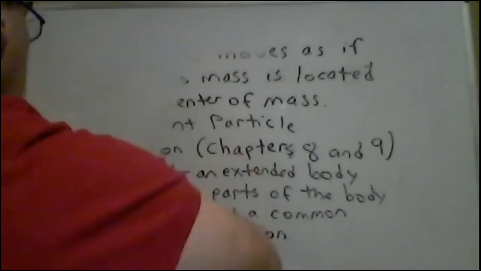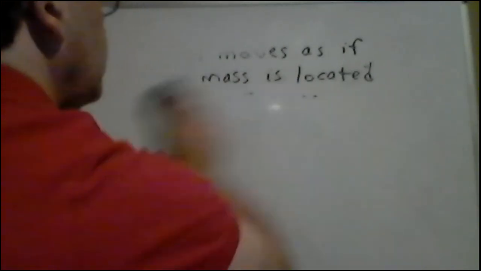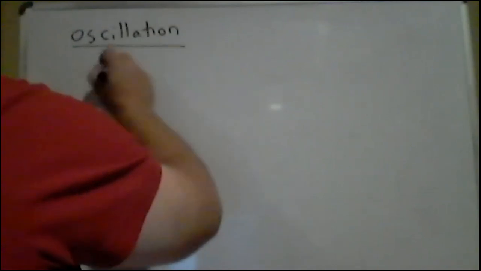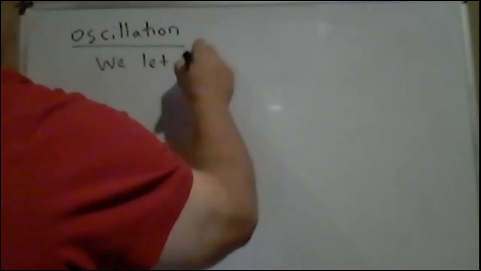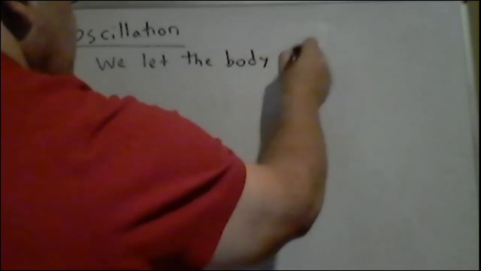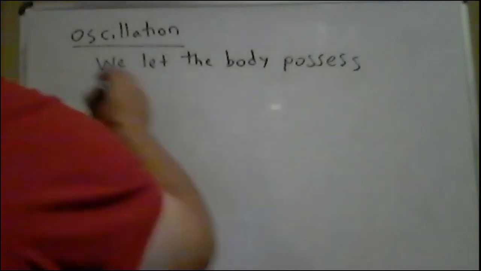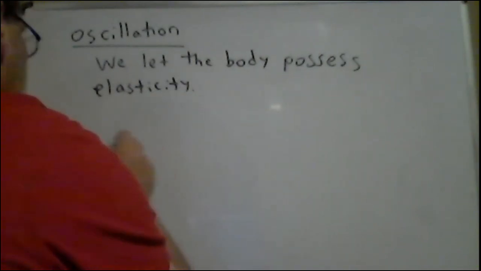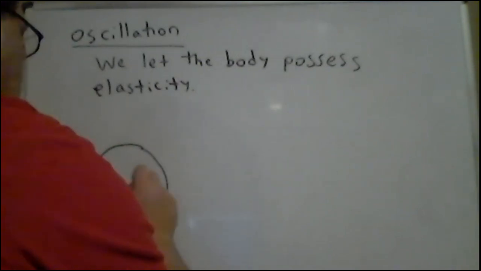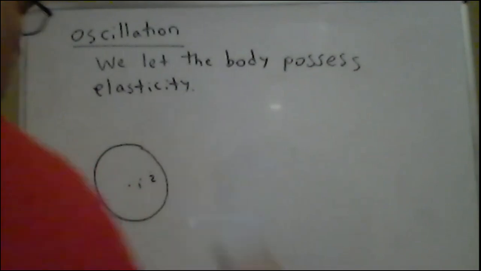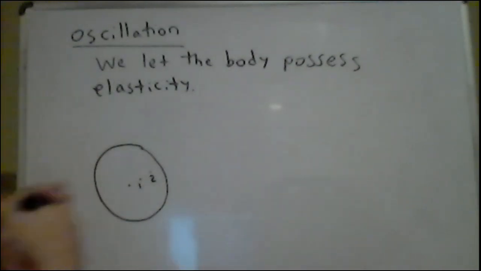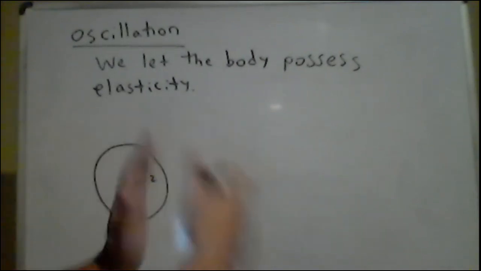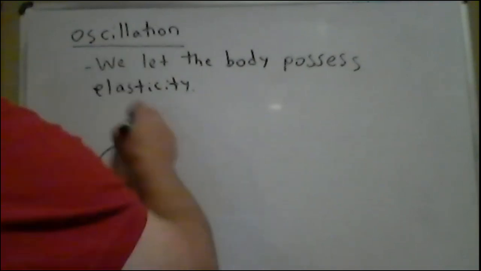All right, but now we consider what is called oscillation. What is that? And that's what this chapter is about. For oscillation, we let the body possess elasticity. So, for instance, if you imagine a body, now, if I look at 1 and 2, if there's oscillation going on, parts of the body may move with respect to one another. And so essentially the body may be elastic.